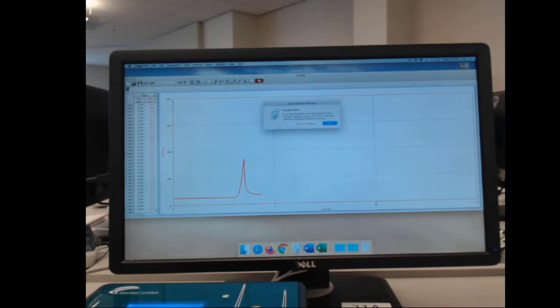So I'll go ahead and stop that. After we've got our peak, we can stop. It's strange to me that it didn't line up perfectly. And then we can measure our retention time for this peak.